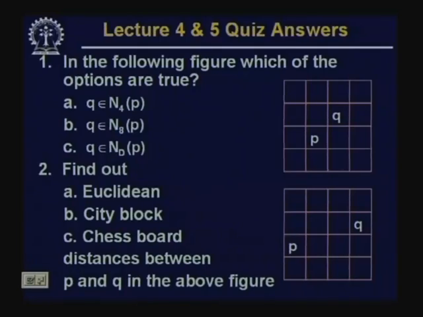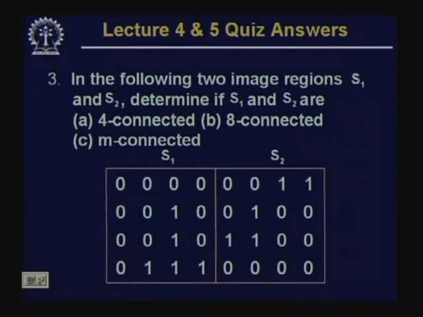The second question is quite simple. You have to find out the Euclidean distance, city block distance, and chessboard distance between the 2 points P and Q. So, this is a very simple question. You can try it yourself. Let us go to the third question.